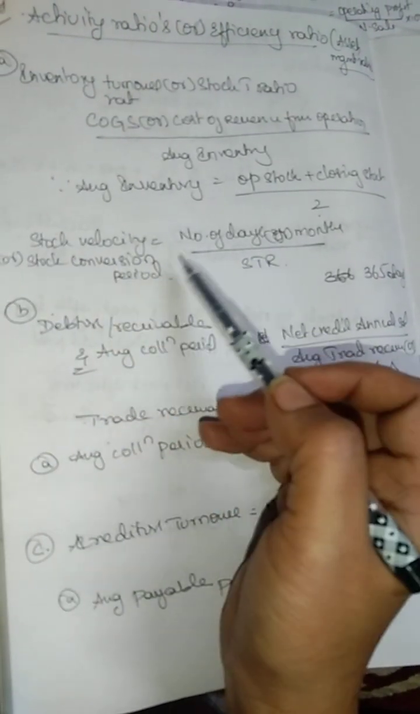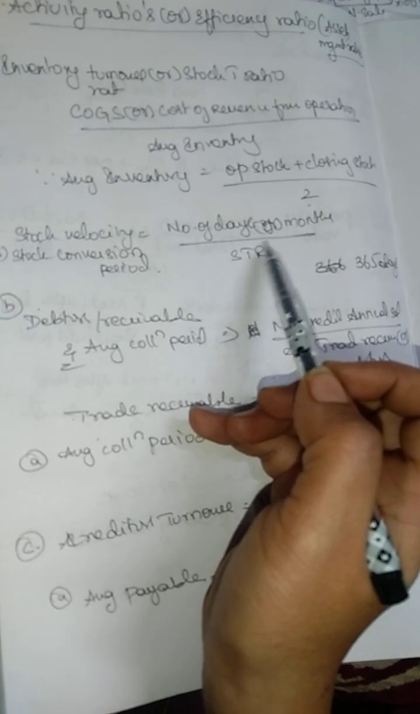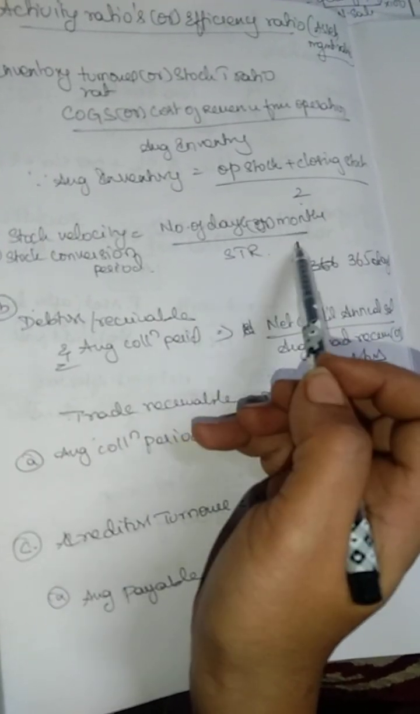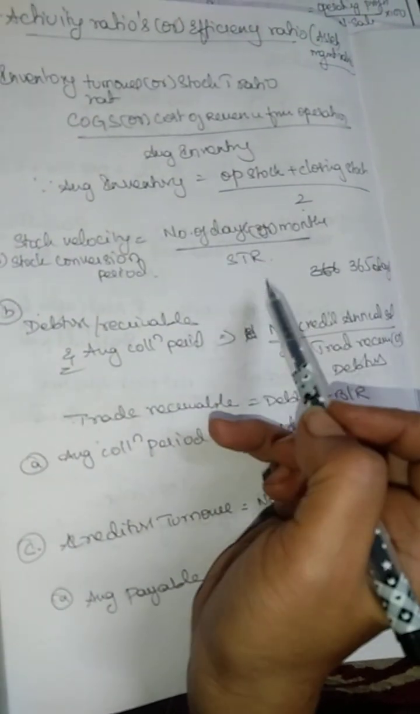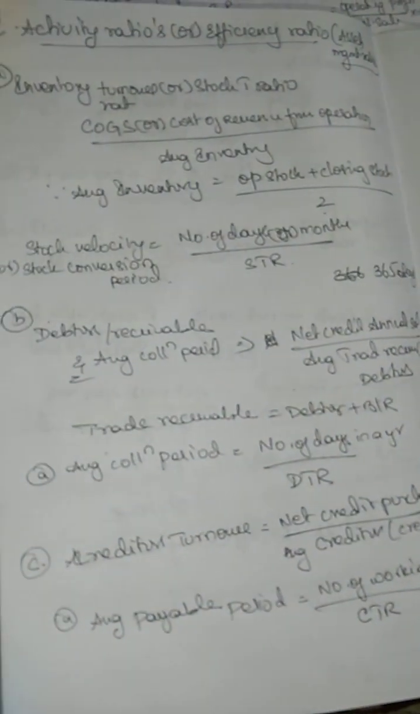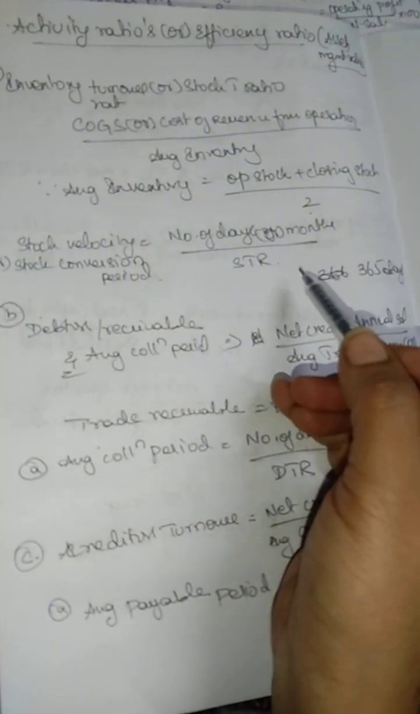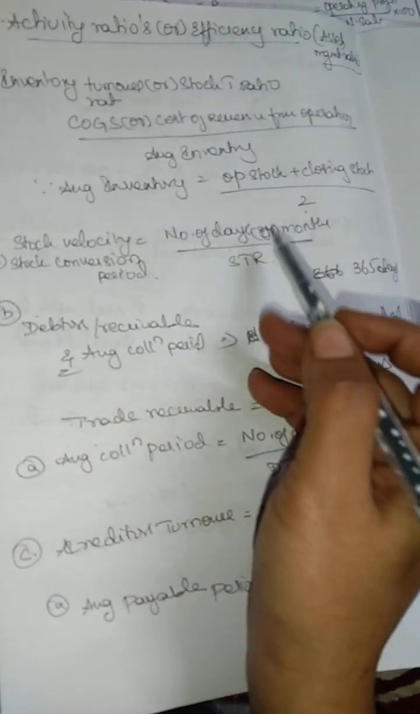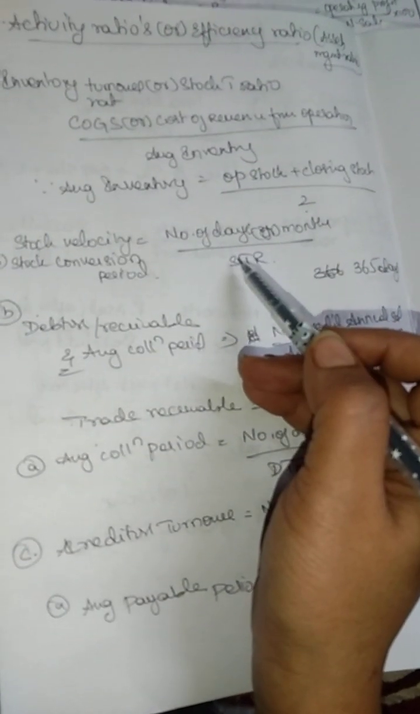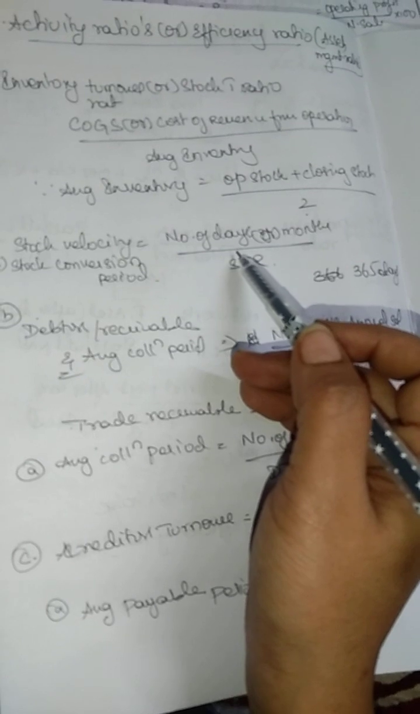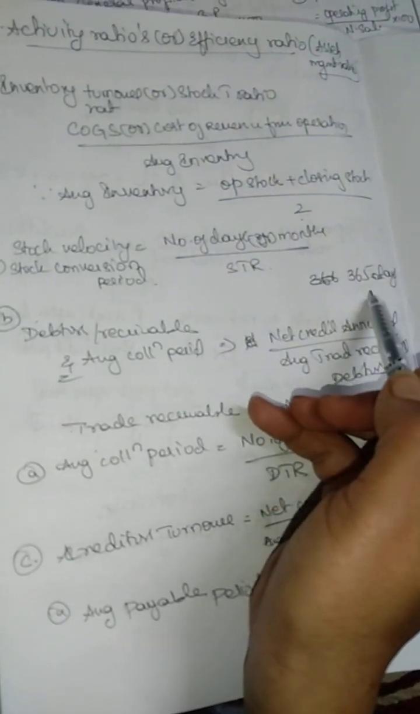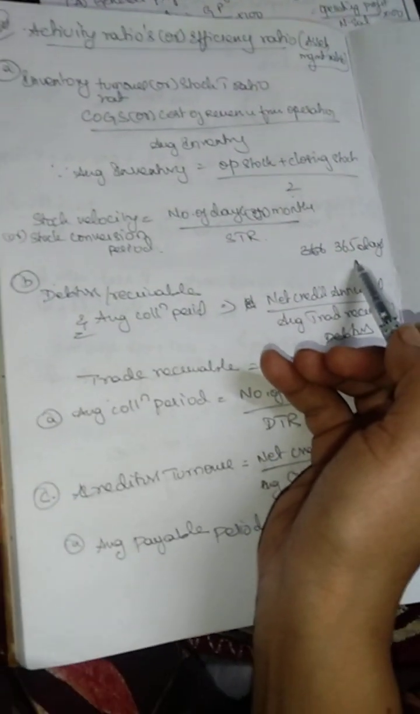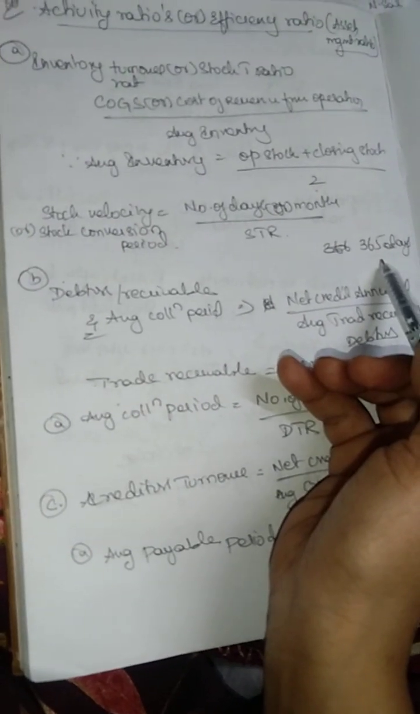So this is nothing but number of days in a year, or number of months in a year, divided by whatever answer you get, that is the stock turnover ratio. Number of days divided by stock turnover ratio. Usually he will mention how many working days there are. But if he is not mentioning the number of days, you can simply assume 365 days, a very common way we can assume it. Okay, fine.